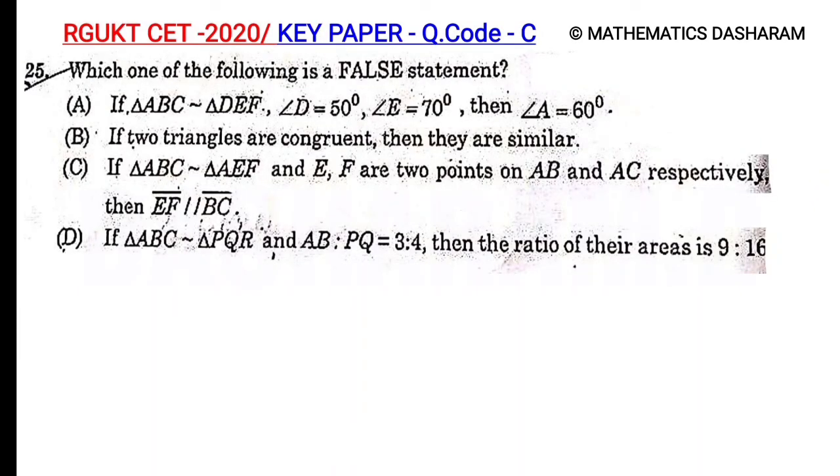25th question, which one of the following is a false statement? Observe the first statement A. Triangle ABC is similar to triangle DEF, angle D is 50, angle E is 70, then angle A is 60 degrees. We know very well that if two triangles are similar, then corresponding angles are equal. Here angle D is 50, and angle D corresponds to angle A. So angle A is also 50 degrees. But in the statement it says angle A is 60 degrees. So option A is the false statement.